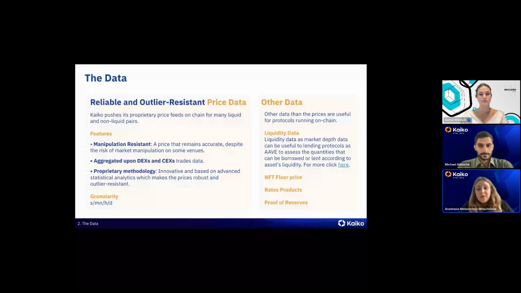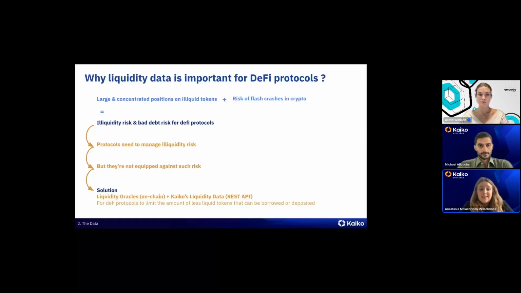However, other data are very useful too, specifically liquidity data. So data on how much liquidity there is in the markets for any given asset that is available for lending, borrowing, or any other types of financial activities. Getting the liquidity data directly on chain is very important for DeFi protocols, for two reasons. First, because in those protocols, specifically lending protocols, the debt and collateral positions are very concentrated in some people's hands. It's very common that only one or two addresses hold in collateral more than 20 or 50% of one asset's liquidity.